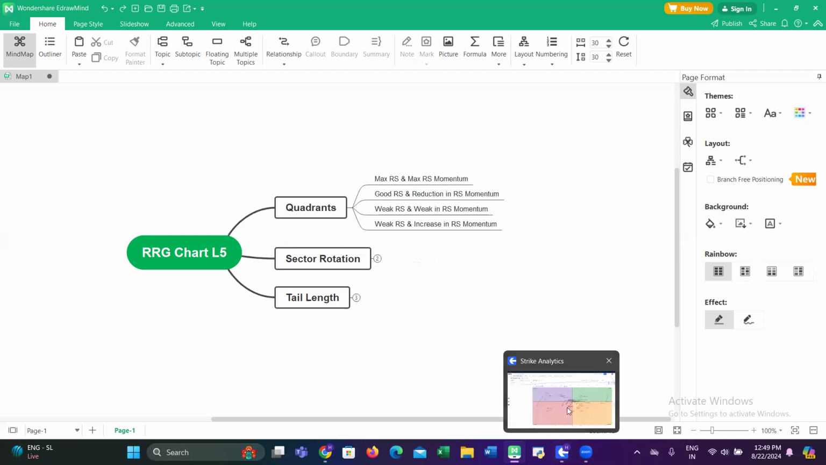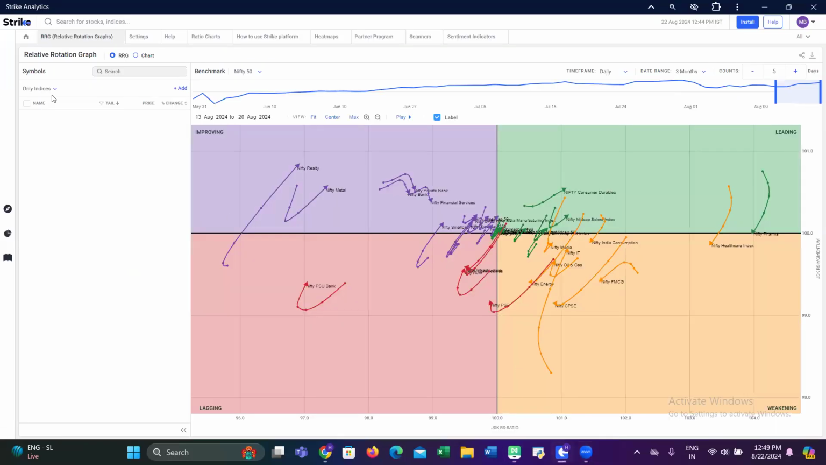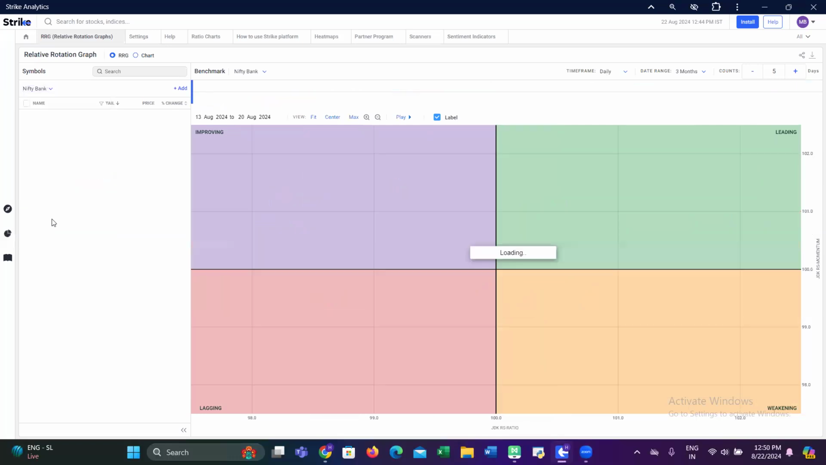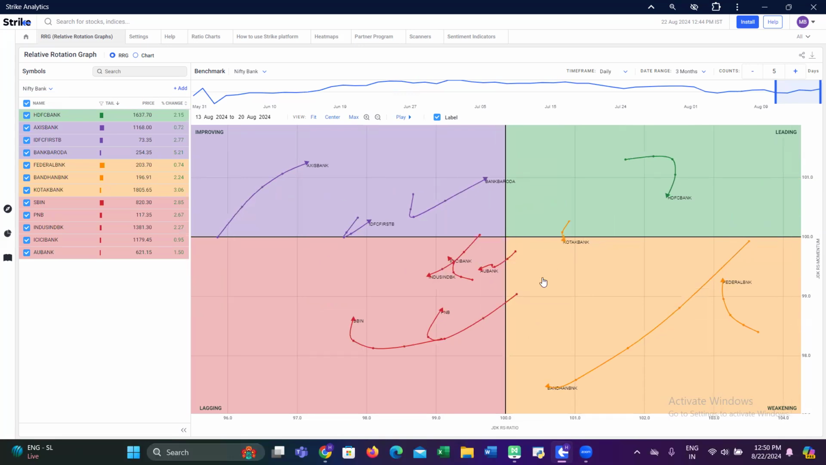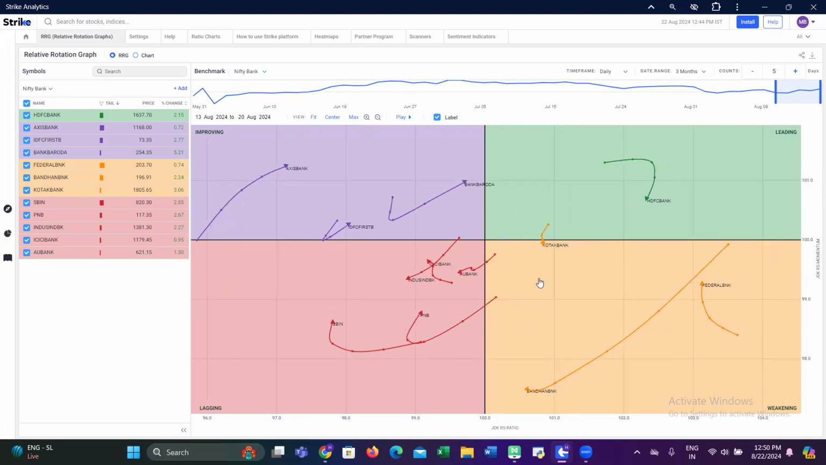So let me go to Strike. This is our Strike platform. When you log into Strike, you will land on a home page, and then you have to click on RRG, relative rotation graph, and you will see a particular graph appearing in front of your screen.